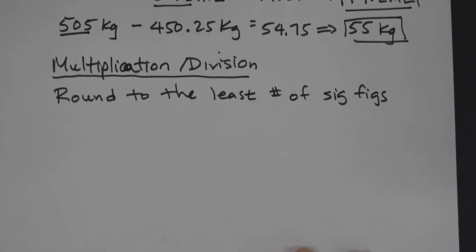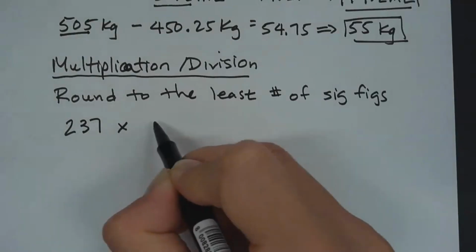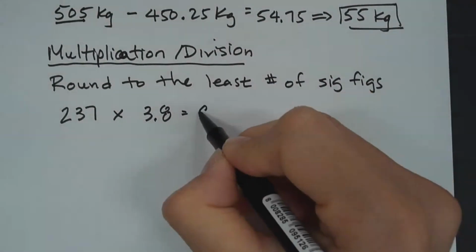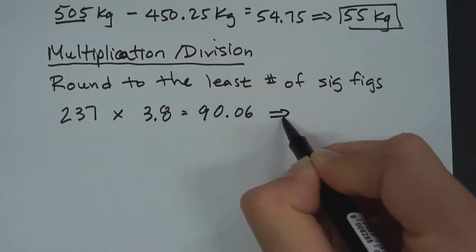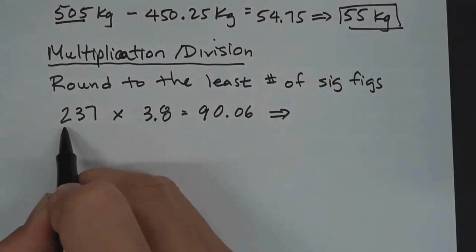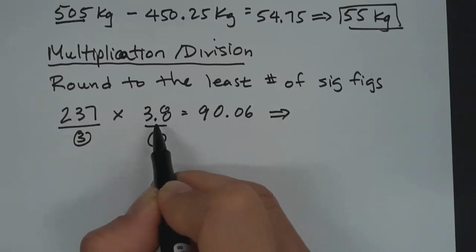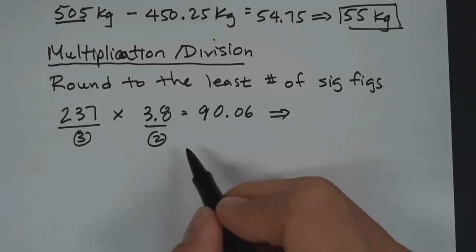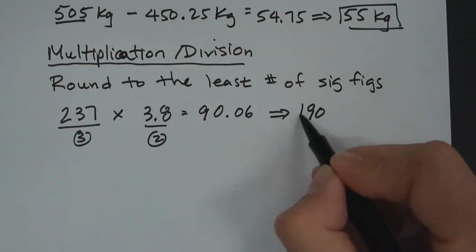Okay, so for example, let's say we have 237 times 3.8, and we get 90.06. We're going to look at these numbers and see which one has the least number of sig figs. This has 3 sig figs, okay? So this one has 3, this one has 2 sig figs, so we're going to round it to 2 sig figs. So now we're not looking at decimal place, we're looking at the number of sig figs, and there's 2, so we're going to round this to 2 sig figs, so it's going to be 90.